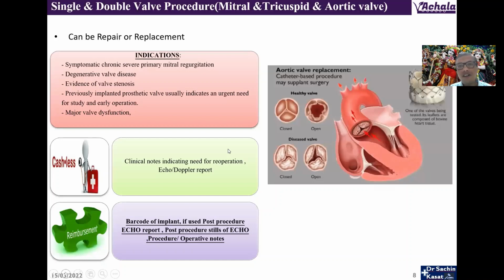Valve procedures, so it could be single valve replacement, double valve replacement. Abuse here happens because you have 2 procedures. One is only a repair and one is a replacement. In replacement, you are using a prosthesis. In repair, you are just repairing it, suturing it, adjusting the location. The indications would be regurgitation or stenosis, degeneration of the valves, or previously put in prosthetic valves, or dysfunctions. What you ask for here compulsorily is your 2D echo and Doppler reports. And post-surgery, you additionally ask for barcodes and post-surgery echo reports as well.